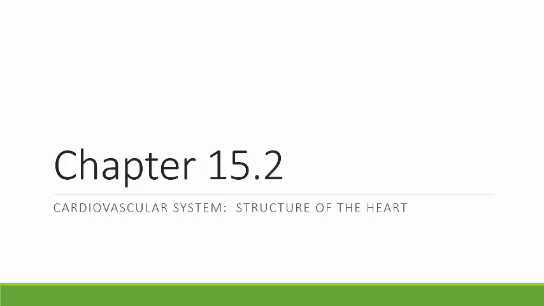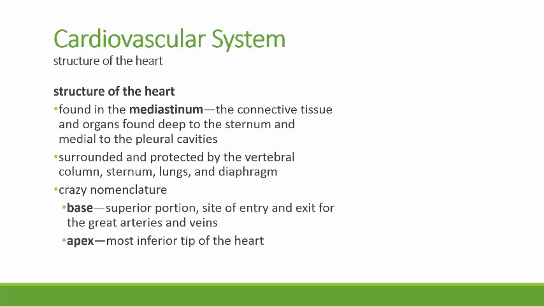Okay, so we're ready now to talk a little bit about the structure of the heart. So the heart is found in the center of the thoracic cavity as a part of the mediastinum, which is a clump of connective tissue and other organs that are deep to the sternum and medial to the pleural cavities. And the heart is well protected there, with the sternum protecting from the front, the vertebral column protecting from the posterior, and the lungs and the diaphragm protecting from other directions around the heart.